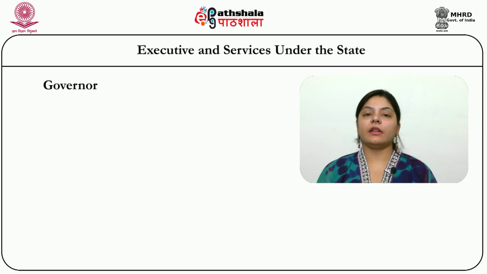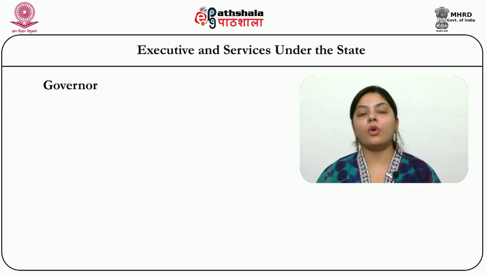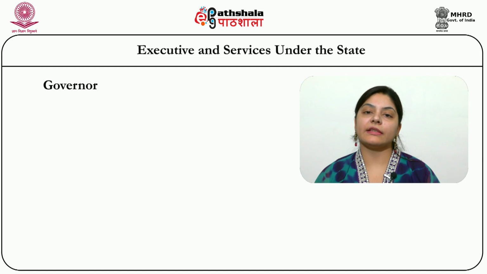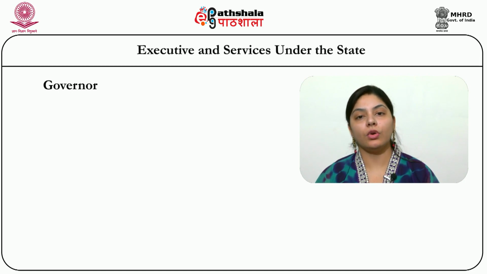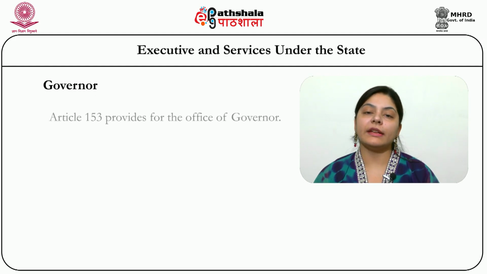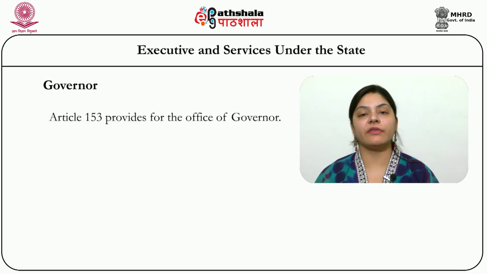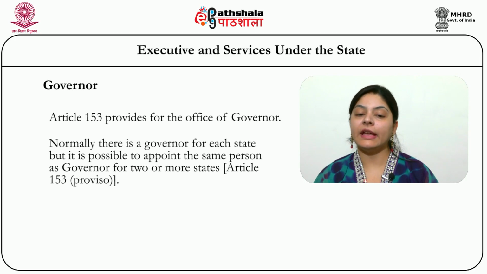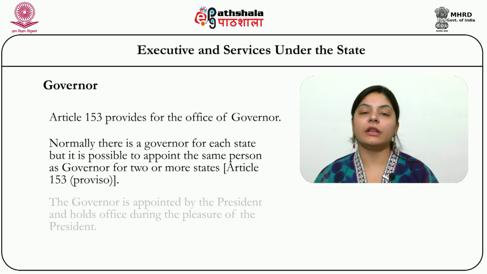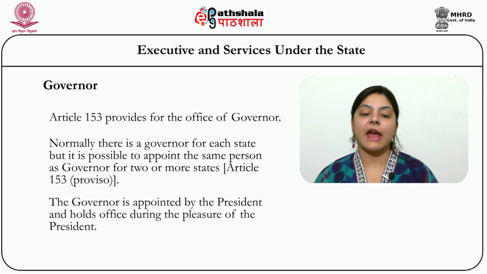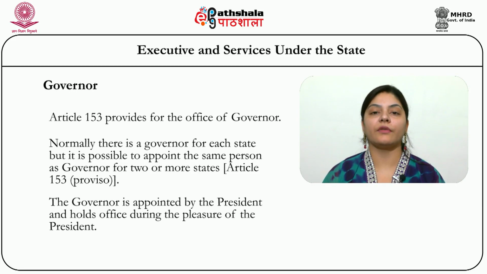The governor holds the same position as president holds at the union level, though the powers of president are wider than that of the governor. Article 153 provides for the office of governor. Normally, there is one governor for each state, but it is also possible to appoint the same person as the governor of 2 or more states. The governor is not elected, he is appointed by the president and he holds office during the pleasure of the president.